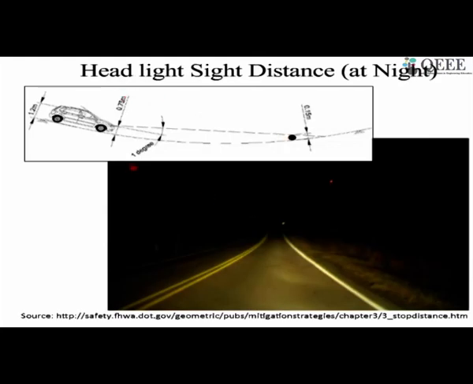And the headlight sight distance, this happens in the valley. In the night time when the vehicle is traveling, they are actually restricted by the headlight, how far the headlight is going and how far it is visible. As we know, light travels in a straight line, so based on that we can see how far it can go, and based on that we can find out the sight distance. How to calculate that, we'll discuss later.